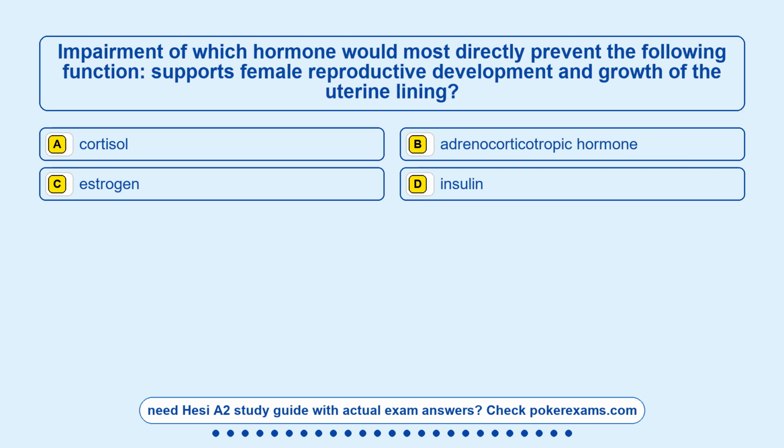Question 18. Impairment of which hormone would most directly prevent the following function? Supports female reproductive development and growth of the uterine lining? Option A, cortisol. Option B, adrenocorticotropic hormone. Option C, estrogen. Option D, insulin. The correct answer is option C, estrogen.